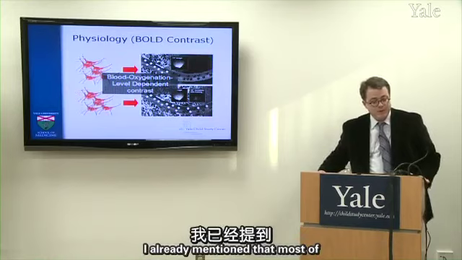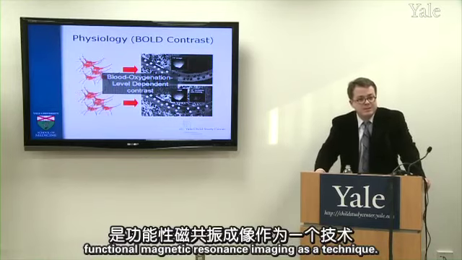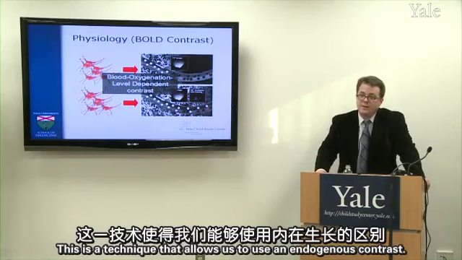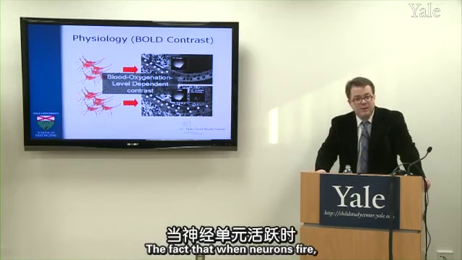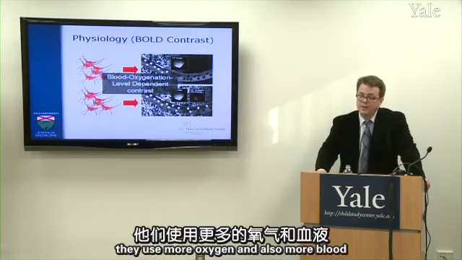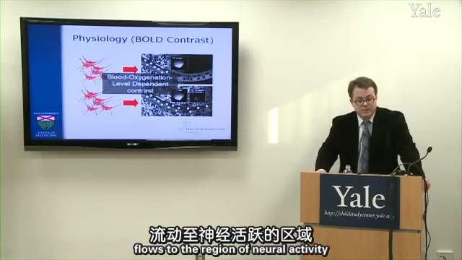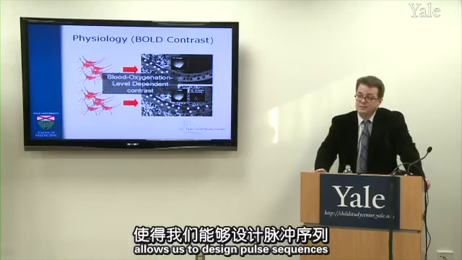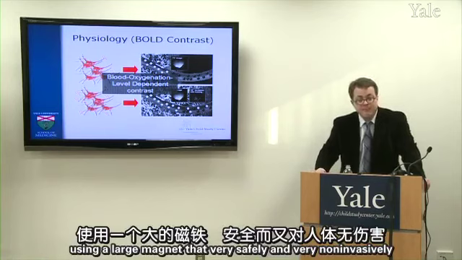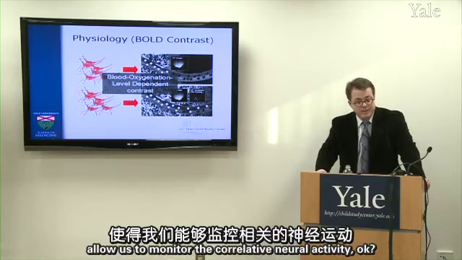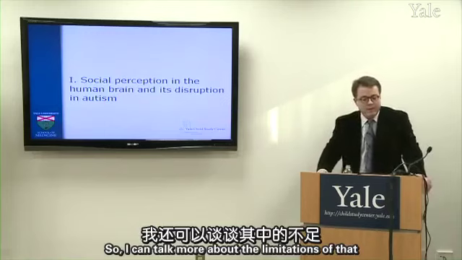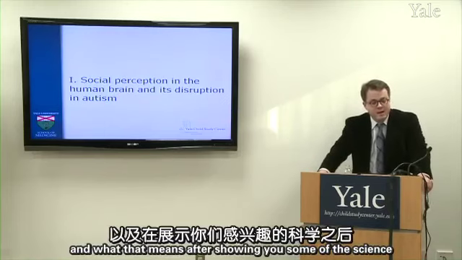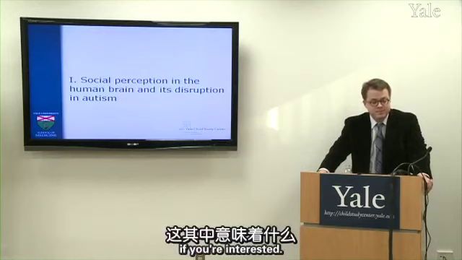I already mentioned that most of what I'll be talking about today is functional magnetic resonance imaging as a technique. This is a technique that allows us to use an endogenous contrast that's present in the brain. The fact that when neurons fire, they use more oxygen and also more blood flows to the region of neural activity allows us to design pulse sequences using a large magnet that very safely and very non-invasively allow us to monitor a correlate of neural activity, okay? And so I can talk more about the limitations of that and what that means after showing you some of the science if you're interested. All right.